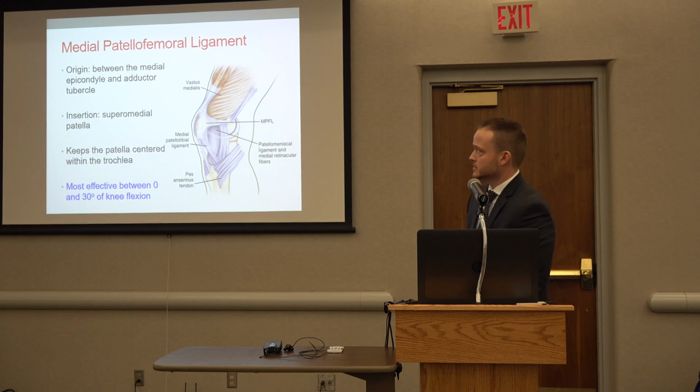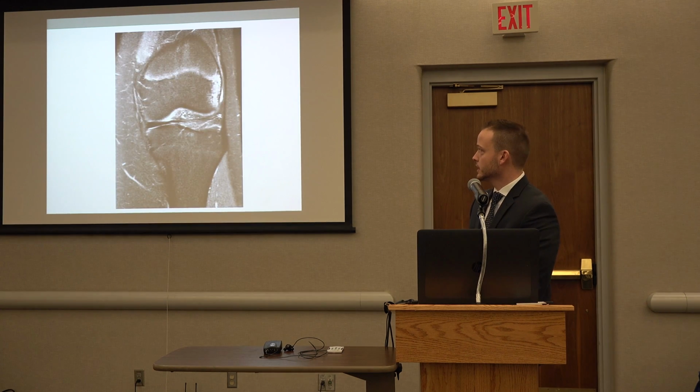Shifting back to the MPFL itself, it originates between the medial epicondyle and the adductor tubercle of the femur and inserts on the superomedial patella, and it keeps that patella centered within the trochlea, most notably between 0 and 30 degrees of knee flexion. The range, depending on anatomic variation, is between 50 to 80% of restraining force that is keeping the patella centered. And as I'll get into, the skeletal anatomy beyond that and the shape of the trochlea contains the patella within the trochlea with any more knee flexion.